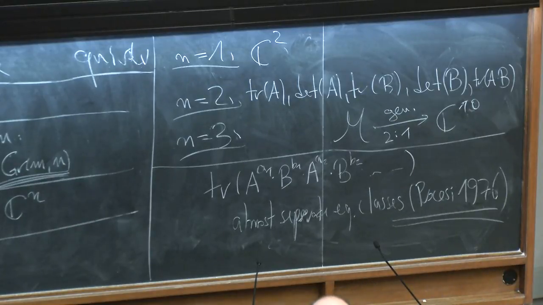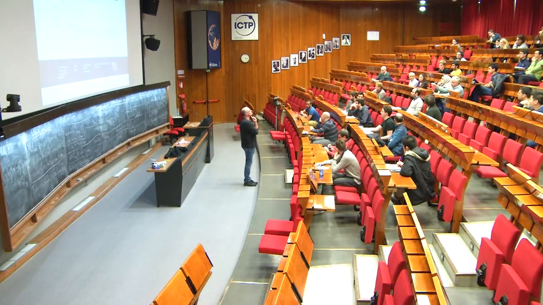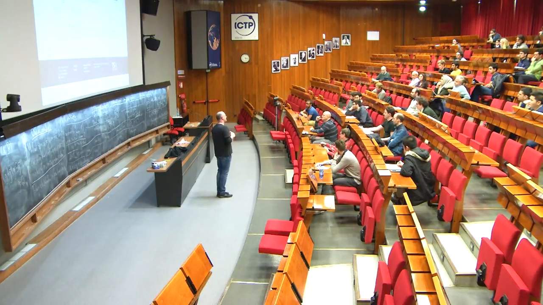So the general formula for the dimension of the moduli space is just n squared plus 1. Yeah, okay. But if there's a direct relation to this moduli space, I have to think about it.